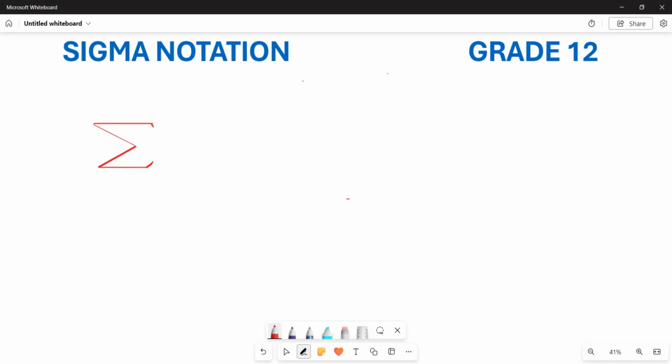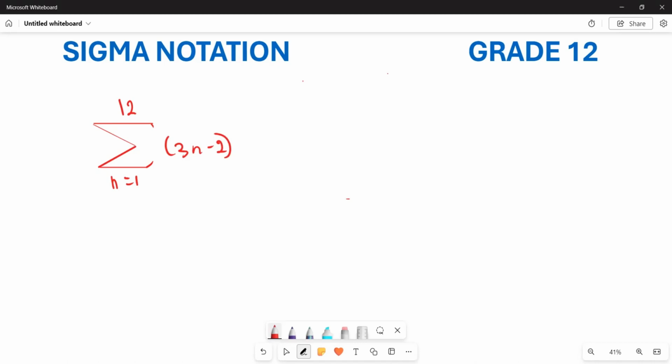Now I want us to go through how we interpret this. For example, let's say I give you 12 at the top, n is equals to 1 at the bottom, and then this expression, which is 3n subtract 2. Firstly, how do you interpret this type of thing?